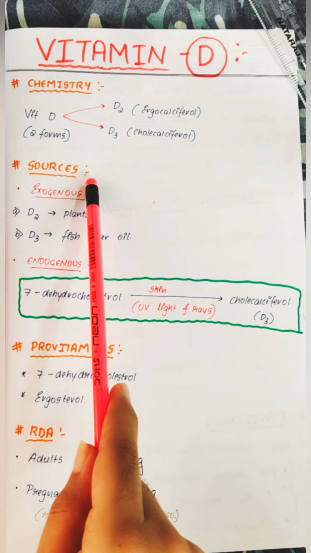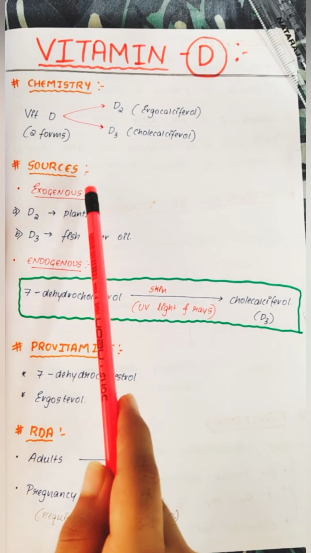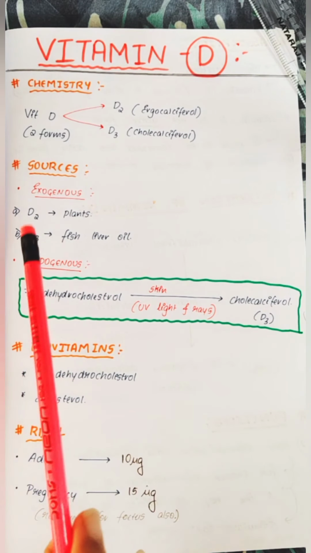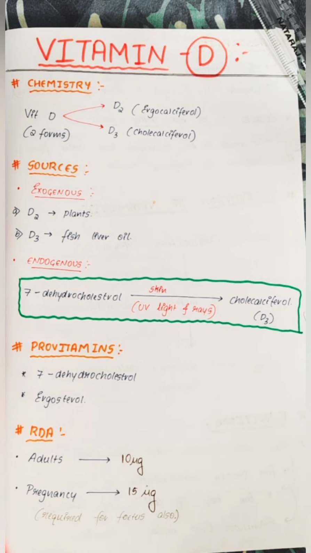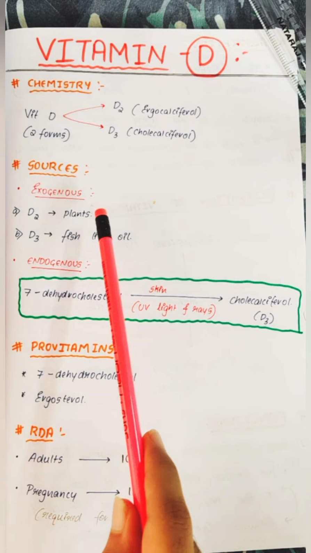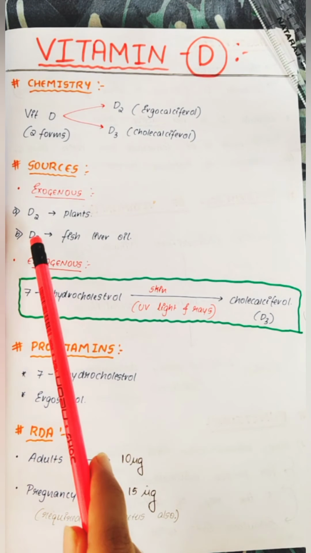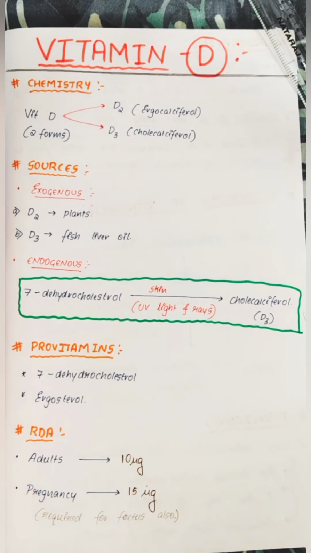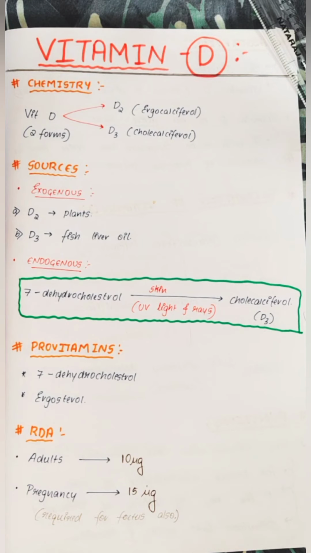We'll look at the two main sources of vitamin D. The first one is the exogenous source, which is obtained from outside, whereas the second one is the endogenous source, that is obtained from inside our body. For the exogenous source, D2 is obtained from plants, whereas D3 is obtained from fish liver oil, also cod liver oil.